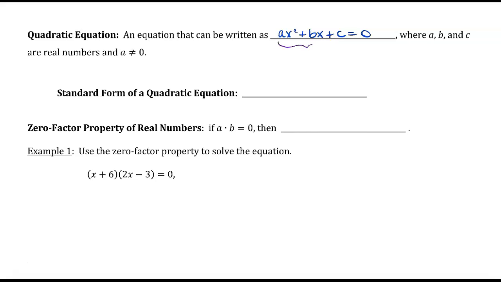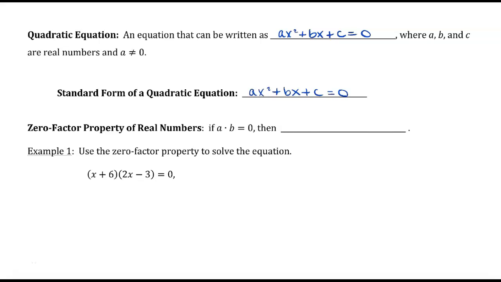Notice that the left side of this equation looks very familiar. We have factored this type of quadratic expression. Having the equal sign makes this a quadratic equation. And when we write it in this way, that's considered the standard form of a quadratic equation.